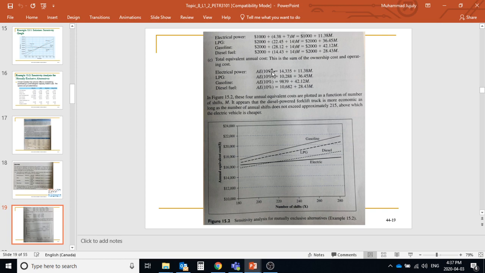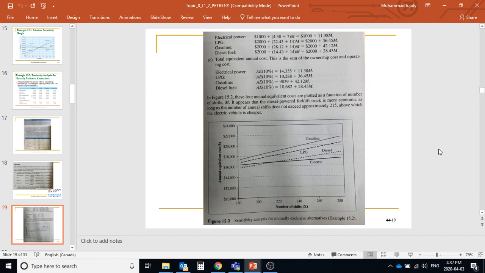So what is going to happen? If AE is lower, then our selection will be better. So if the number of shifts is less than 210, then the diesel is the more preferable choice. But if the number of shifts is more than 220, then in that case electric is more preferable. By plotting these mutually exclusive alternatives, this is actually the sensitivity analysis.